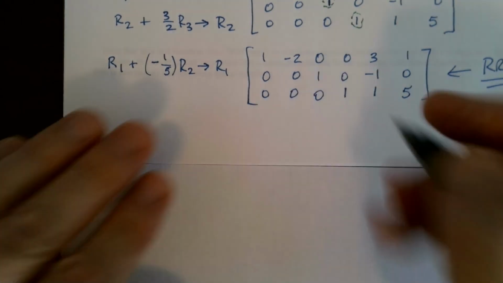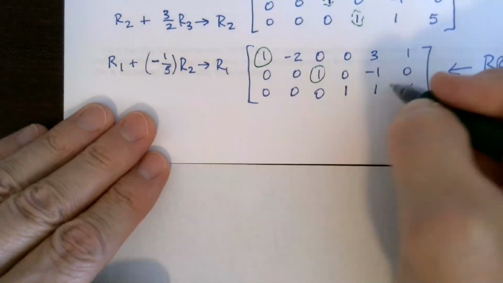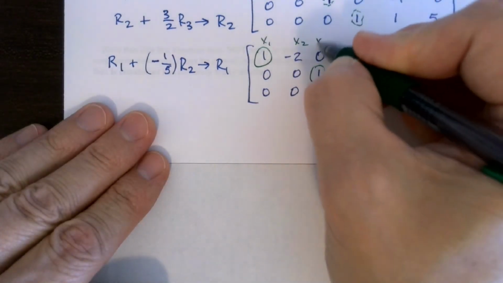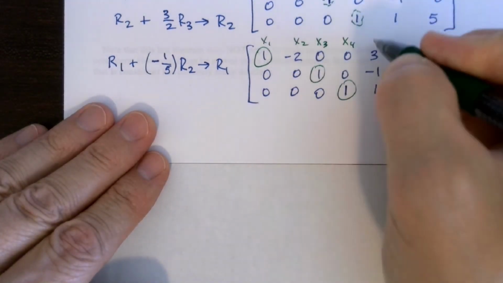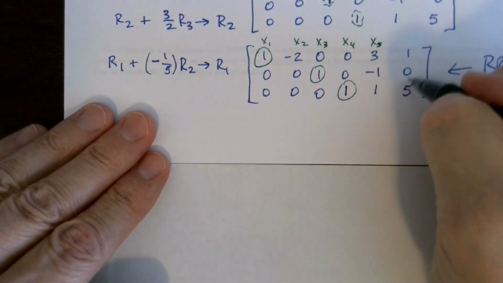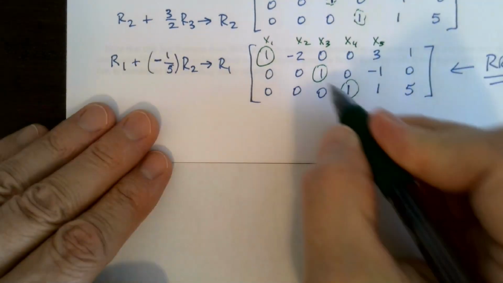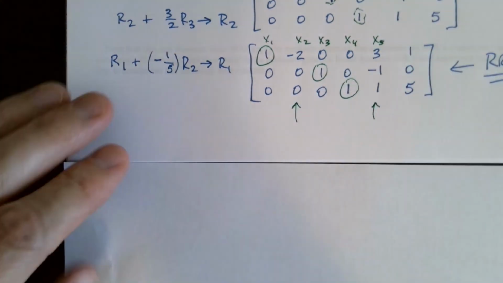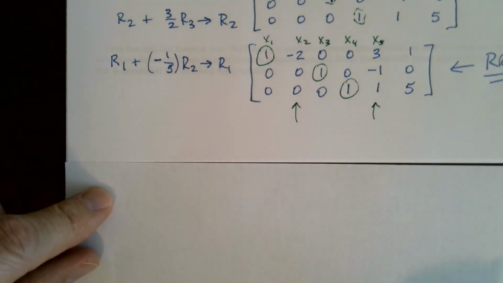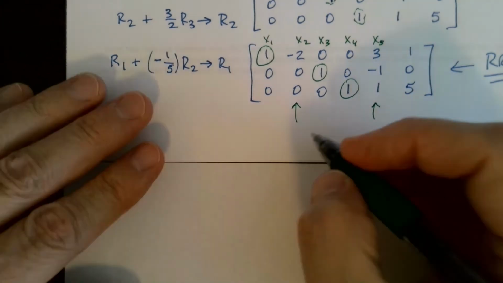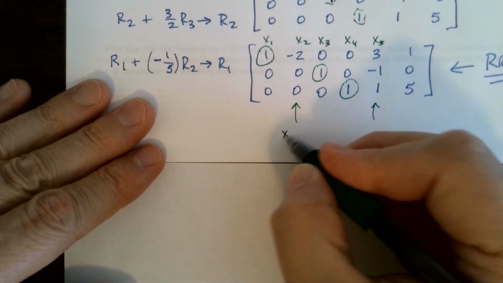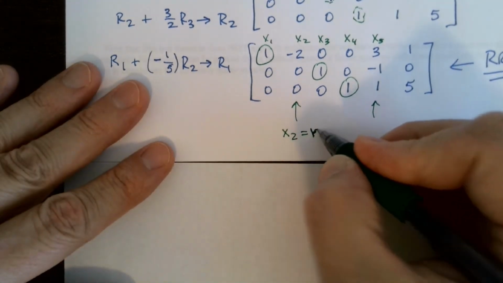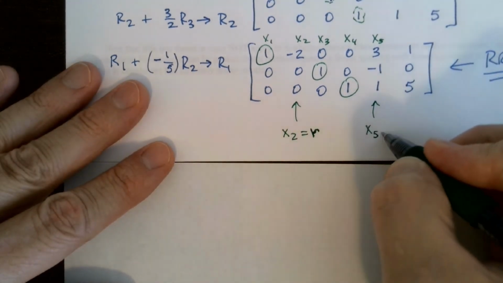So notice again my leading ones, just circle those guys, and remember my variables x of 1, x of 2, x of 3, x of 4, x of 5. These are constants, okay? So x of 1, x of 3, and x of 4 are fixed. X of 2 and x of 5, those are free variables, right? Those are free variables. So we're going to choose x of 2 maybe to be r, parameterized, and x of 5 to be like t.